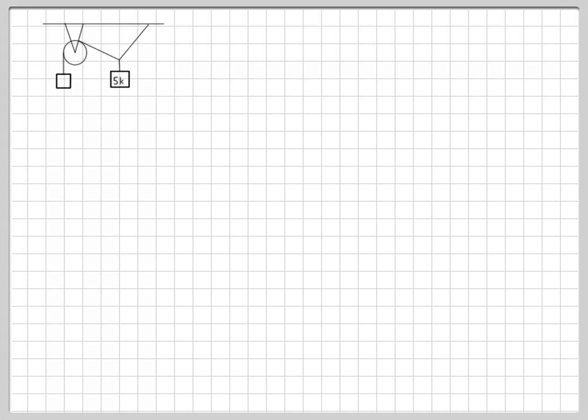So this is two blocks that are connected by lots of strings and a pulley. The top right angle is 60 degrees, and that angle in the middle is 100 degrees. I'm going to be looking for the tension in all of the strings as well as the unknown mass over on the left. So the first thing that we've got to do is draw some forces maybe.